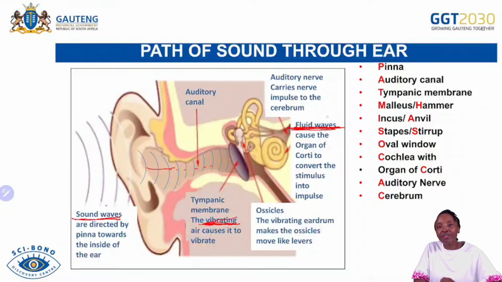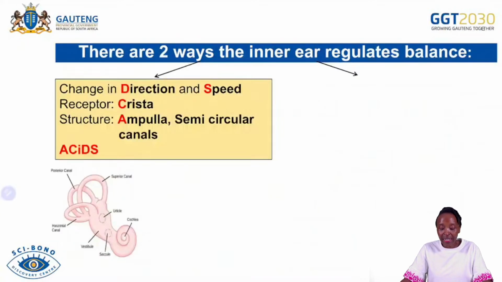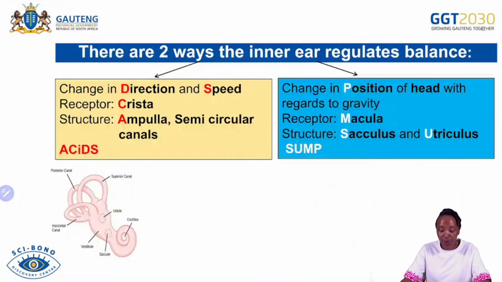Then these are the waves that are then converted into an impulse, which is then transmitted to the cerebrum if it's hearing, or to the cerebellum if we are looking at the balance and posture. So again, here we're looking at how does the ear regulate balance. So how does it regulate balance?